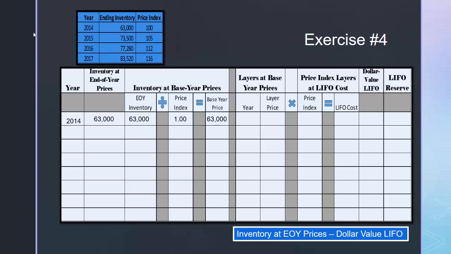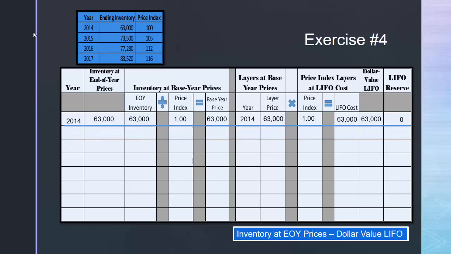Now we need to layer our inventory. This is still a form of LIFO. We just have this one layer of inventory. So in 2014, we're going to make a layer for $63,000, and we're going to multiply by the price index of 1.0 to get our LIFO cost. So keeping inventory at FIFO and LIFO is going to be the same in our base year of 2014. So our dollar value LIFO amount is going to be the same. And our LIFO reserve, which I'll get to in a minute, is going to be 0.